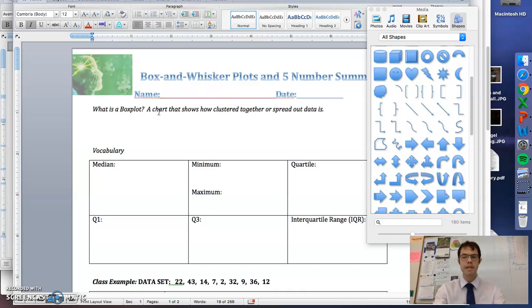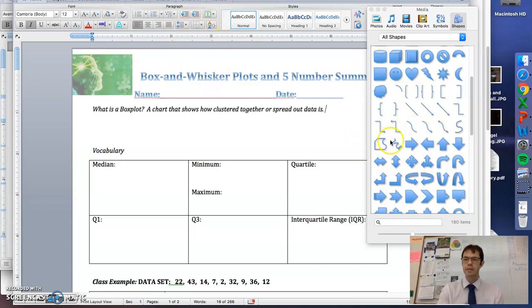So the mean, median, mode kind of tells us where the center of a data set is and what is normal. But it doesn't show us, is it leaning to the left? Is it leaning to the right? Is it all spread out all over the place? Is it mostly clustered around a particular spot? And a box plot essentially does that.